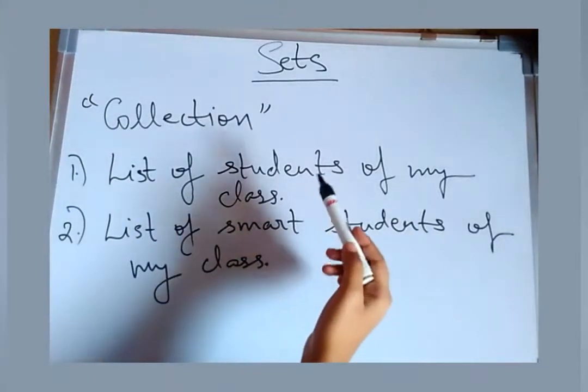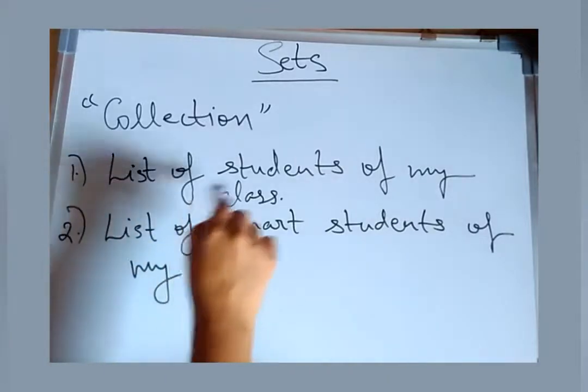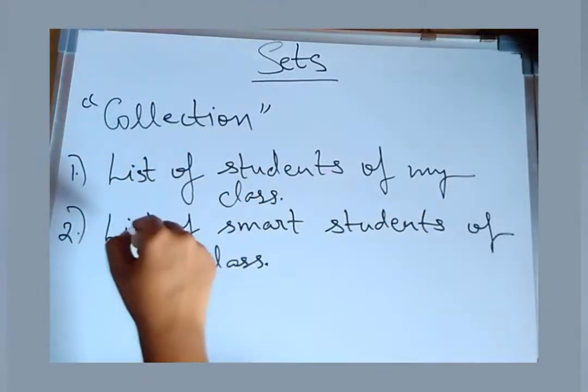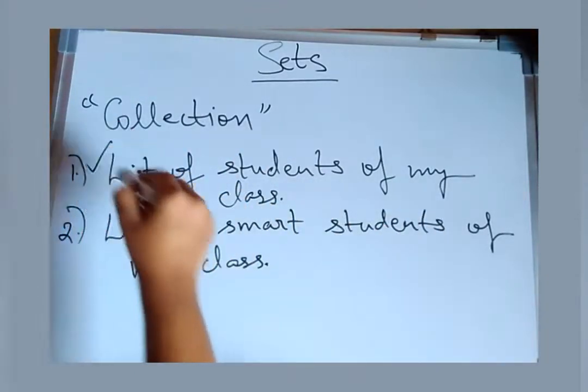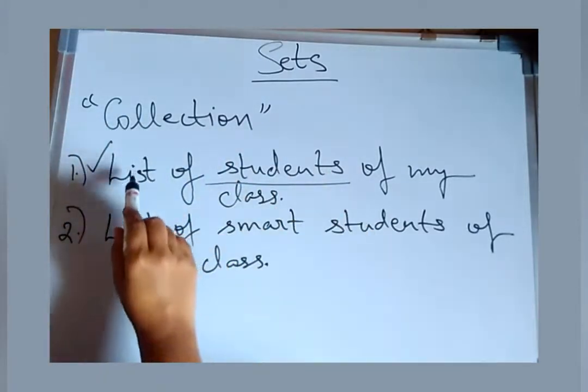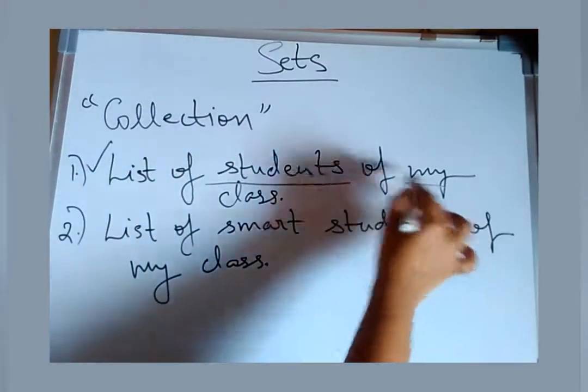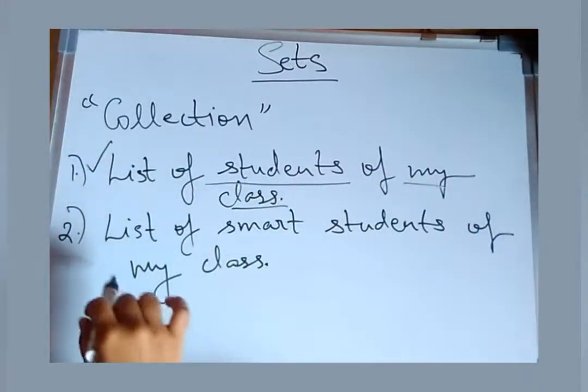So two different people are making the list and they will come up with the same list when they make the list of students of my class, right? So this will form a set because the elements in that particular collection are well defined. It is just the students of my class. That's the rule they have to follow.